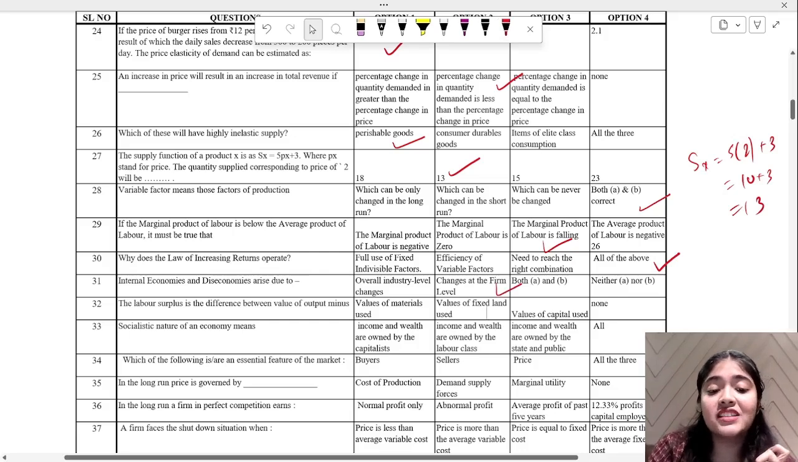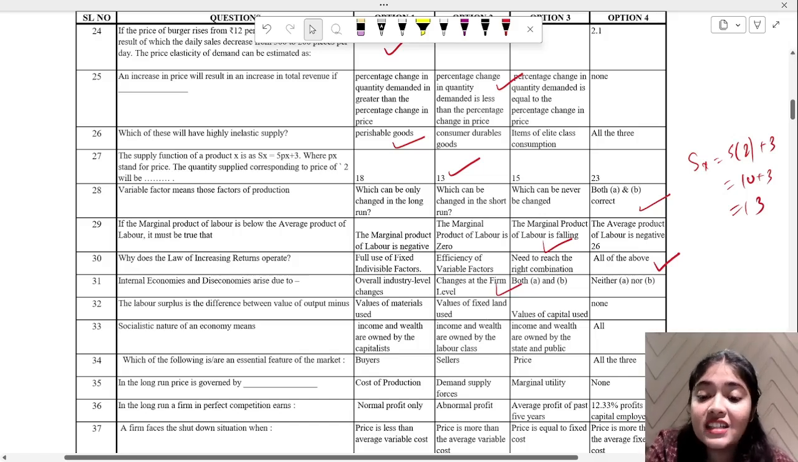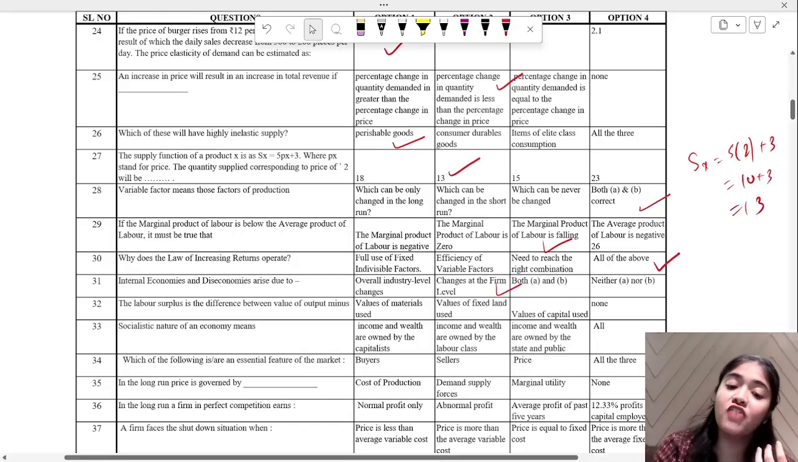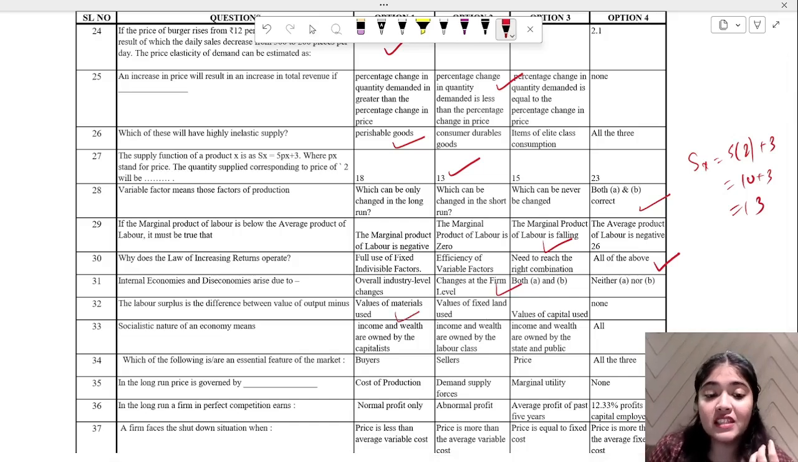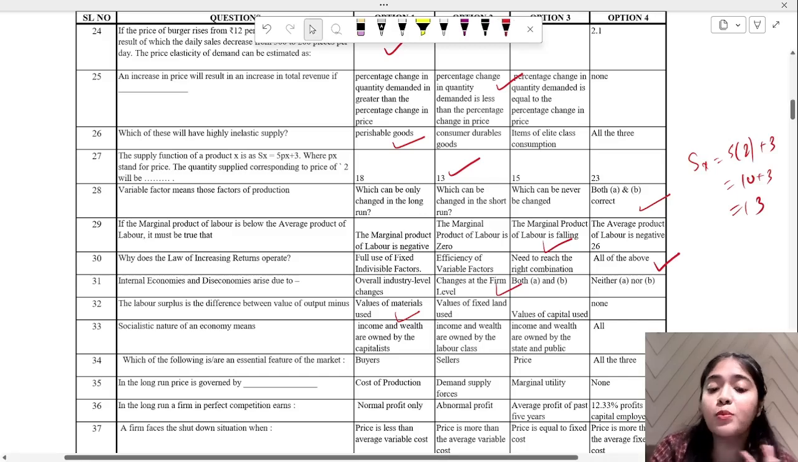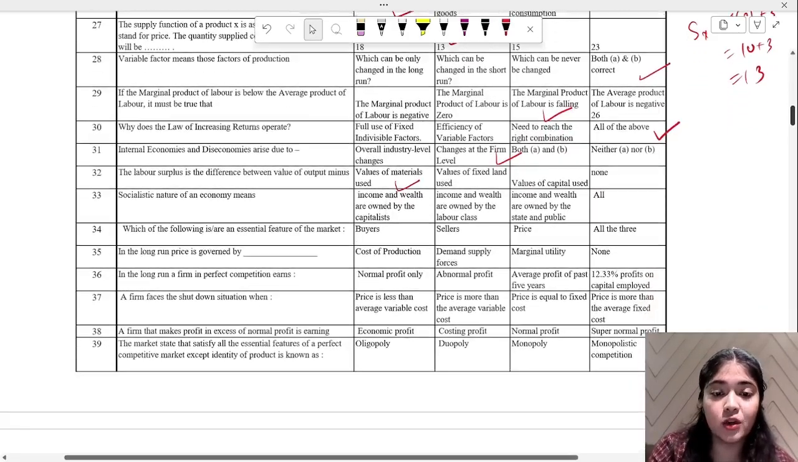Labor surplus is the difference between value of output minus what? Value of materials used, value of fixed land used, value of capital used, or none. Yes, value of materials used. Labor surplus is the difference between value of output minus your material use.